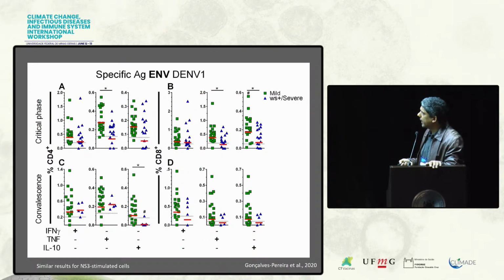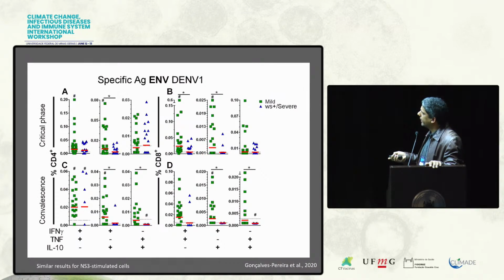So we decided to check the sources of these cytokines, and we went to CD4 and CD8 cells during critical or convalescent phases. We found that individuals with mild dengue have more CD4 and CD8 cells producing TNF or IL-10, in critical phases, and sometimes in the convalescence, here for IL-10.